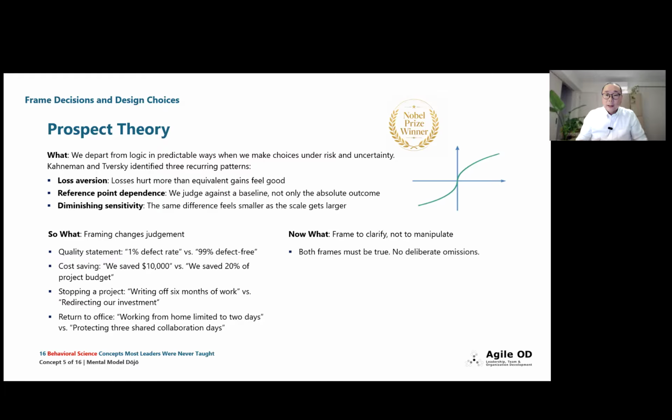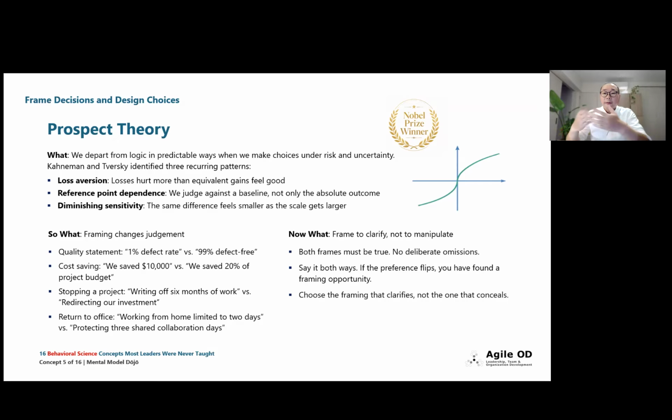When considering your framing, say it both ways. Draft the gain frame and the loss frame of the same facts and see whether the preference moves. If it flips, you may have found a real framing opportunity. That's a signal that wording carries weight in this particular decision. So it's worth a minute of thought rather than reaching for the first phrasing that comes to mind. And again, on the fairness point, choose the framing that clarifies the decision, not the one that concedes the trade-off.